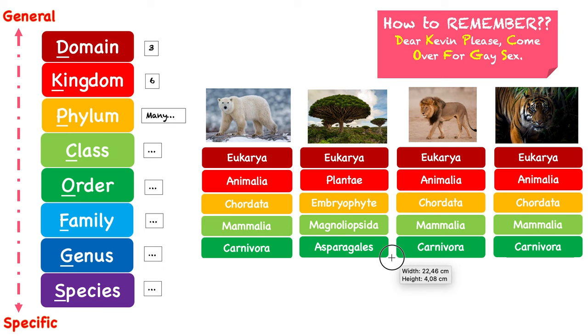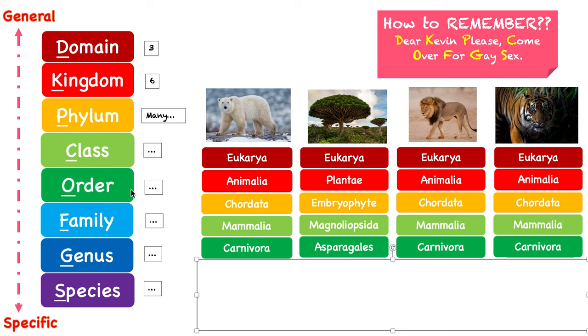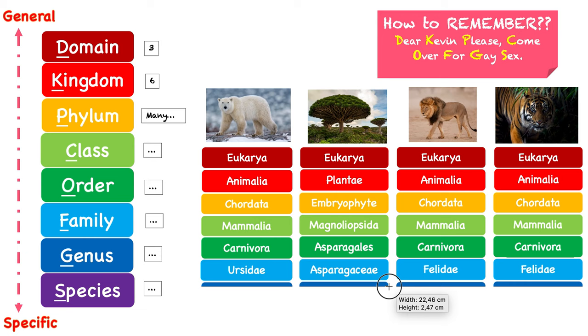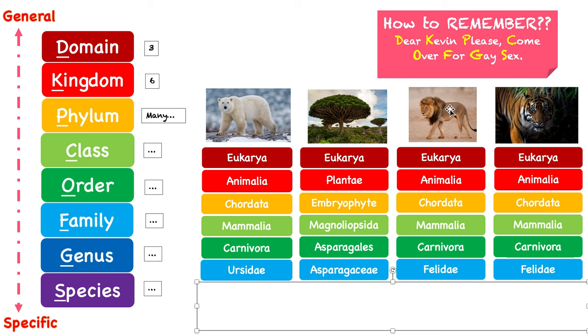At the next one, order, I mean, the previous one was class. For order, they're all the same. Carnivora. Let's go even more specific to family. Here, we can see a difference. So only at the family is a bear distinguished from these cats, right? It's called Ursidae. So now it is different.